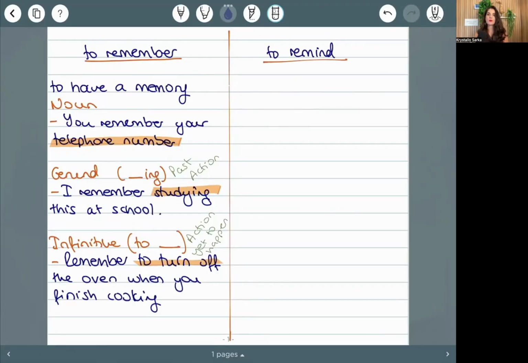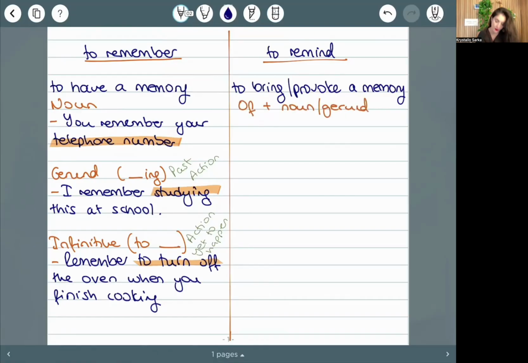Well, beforehand, we talked about how remember is about possessing, about having a memory. To remind is about bringing or provoking a memory. With remind, we have common uses. One, with of. The first one is with of, followed by a noun or a gerund. For example, you remind me of my sister.